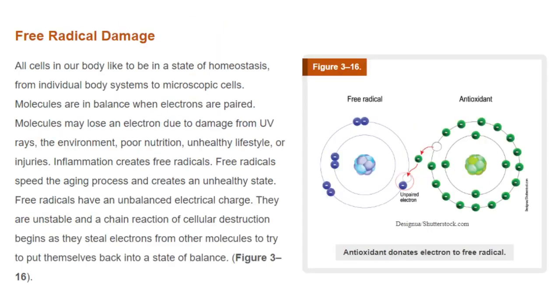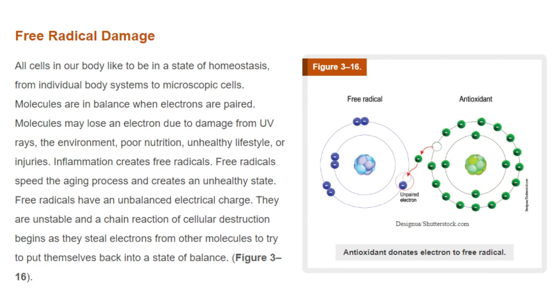Free radical damage. All cells in our body like to be in a state of homeostasis, from individual body systems to microscopic cells. Molecules are in balance when electrons are paired. Molecules may lose an electron due to damage from UV rays, the environment, poor nutrition, unhealthy lifestyle, or injuries. Inflammation creates free radicals. Free radicals speed the aging process and create an unhealthy state. Free radicals have an unbalanced electrical charge. They are unstable and a chain reaction of cellular destruction begins as they steal electrons from other molecules to try to put themselves back into a state of balance.